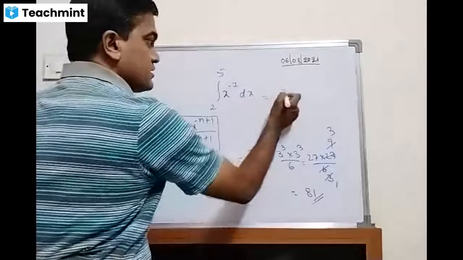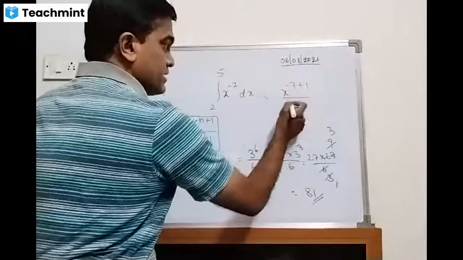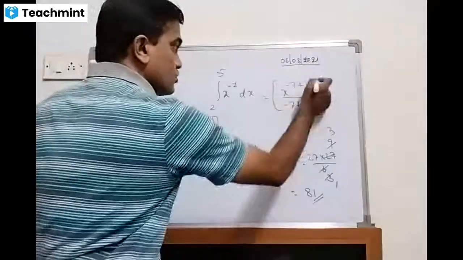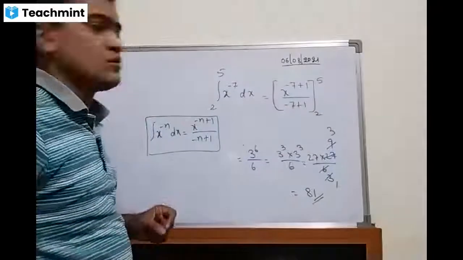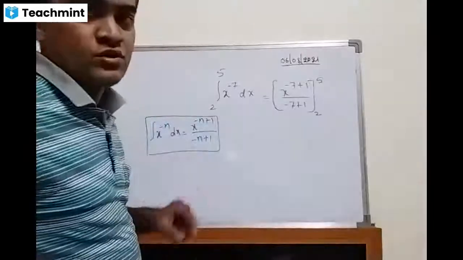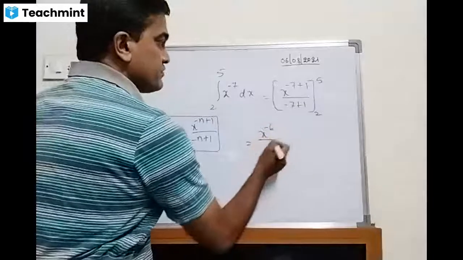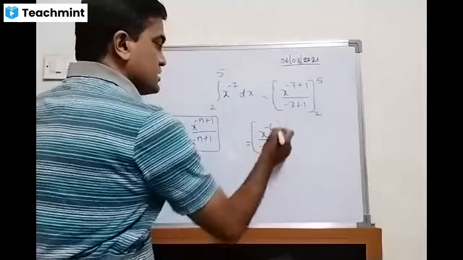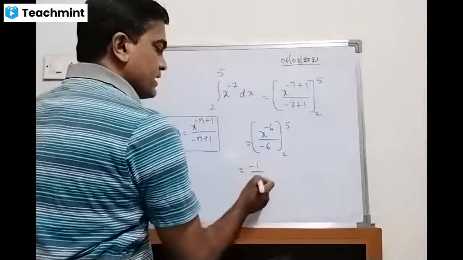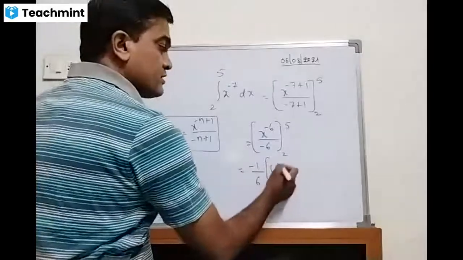Now, I will apply the same formula here. x to the power minus 7 plus 1 divided by minus 7 plus 1. Limits are from 2 to 5. Now, what will I get? 5 to the power of minus 6 by minus 6, minus 2 to the power of minus 6 by minus 6. Limits are from 2 to 5.